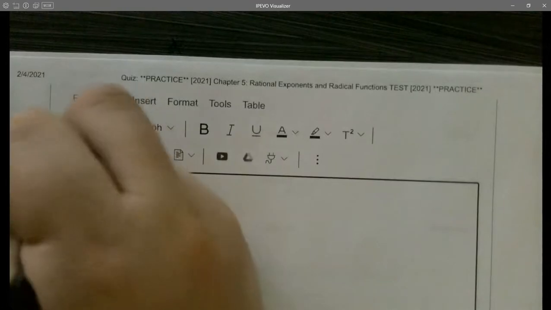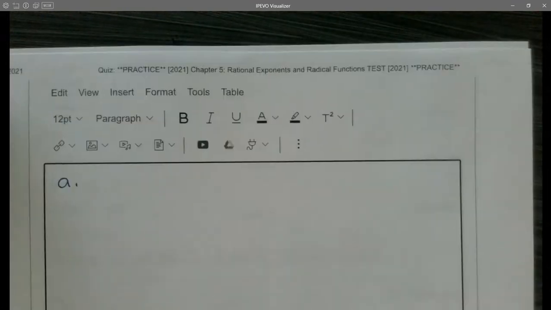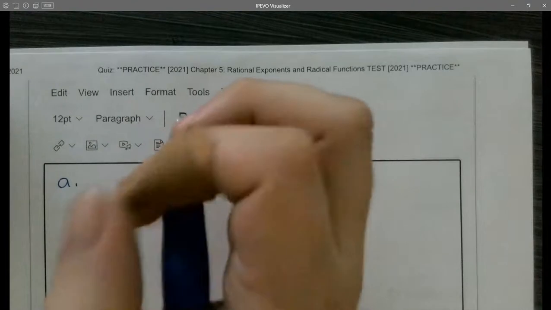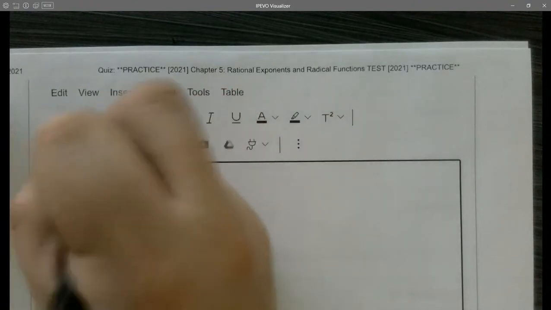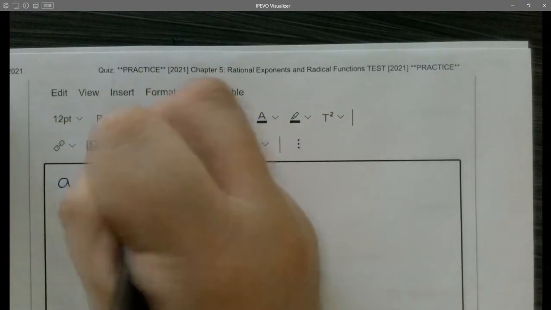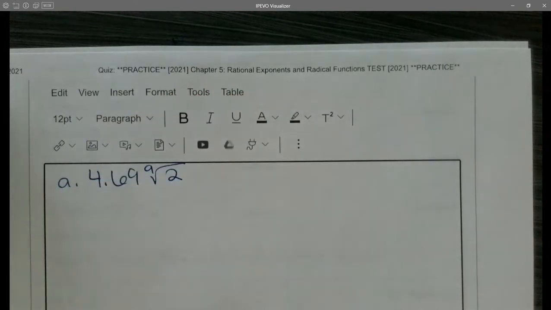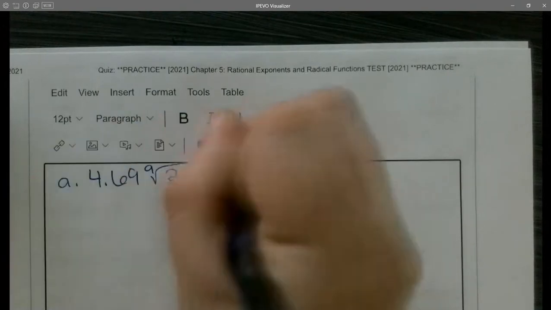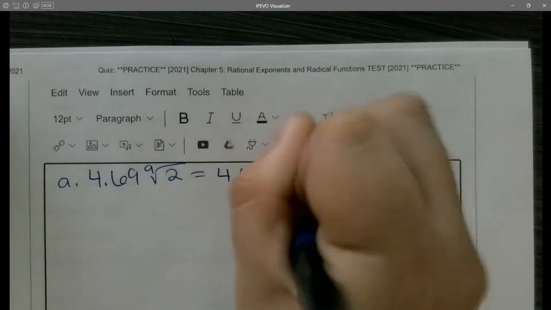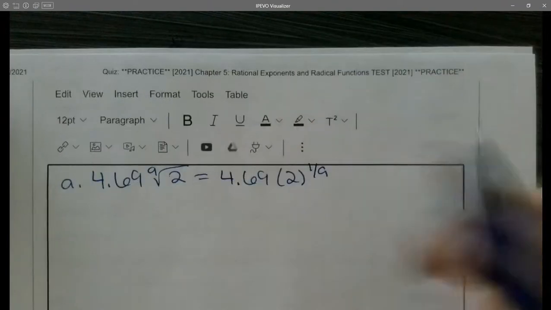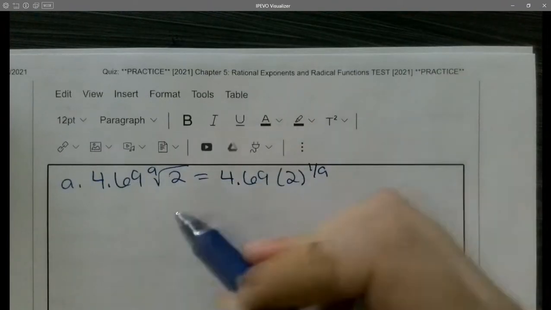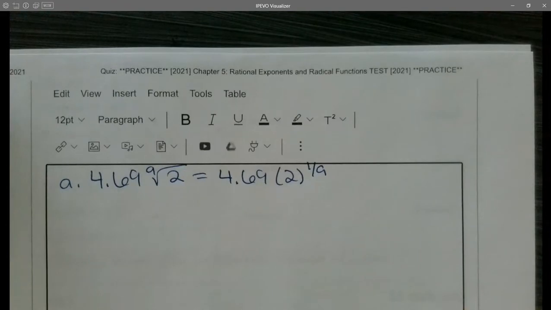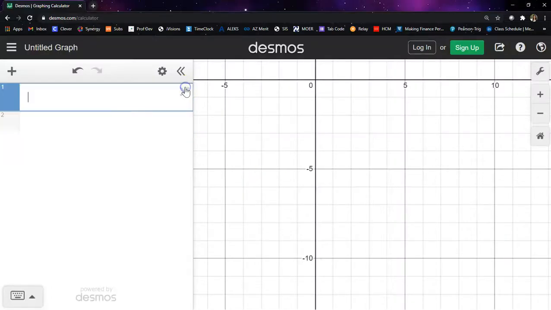So, for A, I will plug in 2, so I have 4.69 times the ninth root of 2. If I want to type this in Desmos, I can use the nth root option to type in 9. Or another way I can type this is 4.69 times 2 to the 1/9 power. Both of these expressions are the same. It's just a different way of rewriting it. So then I want to go to Desmos and type this in.